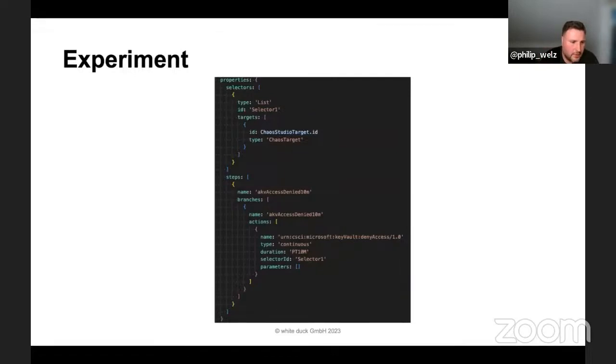So we have here the RK4 access denied as an example, which turns on the firewall on the Key Vault to disallow public access. And we have here the name, which is a special syntax from the fault provider, fault library, sorry. You can take a look later. So you have to use this URN, and the type is also coming from the library. So you always have to look which fault needs which name and which type. But this is basically the code for a simple chaos experiment with Bicep.